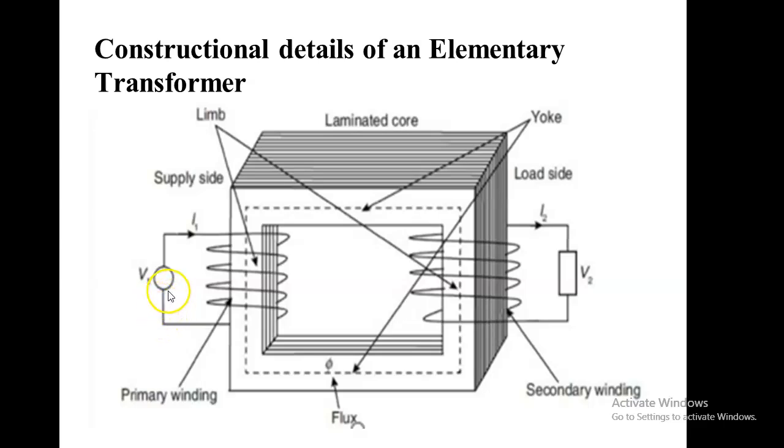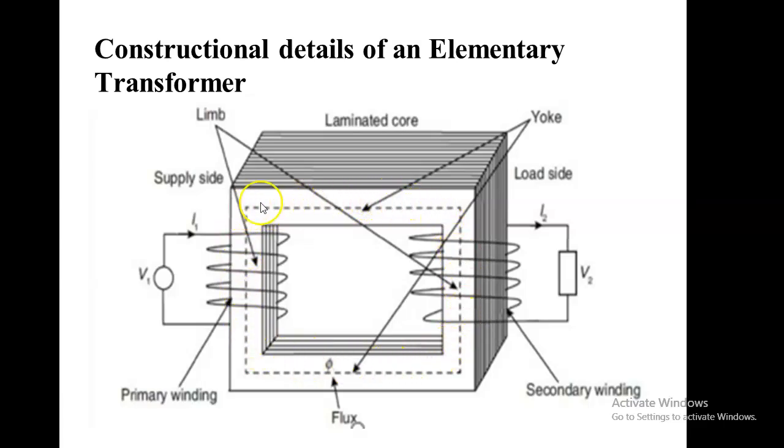Whenever the primary winding is supplied with AC excitation, alternating current starts flowing through the primary winding. Because of the alternating current flowing through the primary winding, which is a highly inductive coil, it will create magnetic flux surrounding the coil. That is because of electromagnetism. Whenever a current carries a coil, the magnetic field or magnetic flux gets produced surrounding the coil. That flux is the alternating flux. This flux will complete its path through this magnetic core.